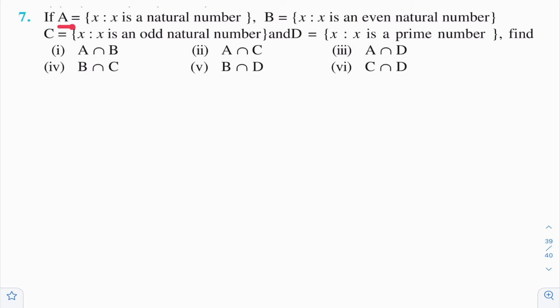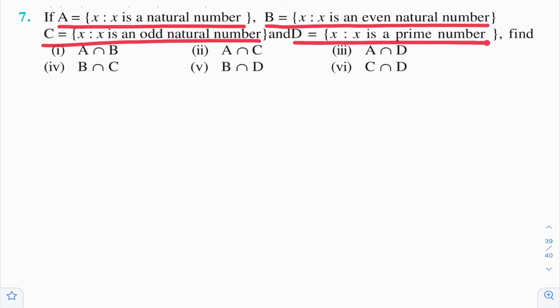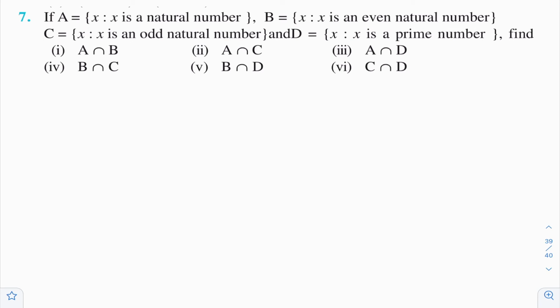You observe set A, they are given in set builder form. Set B is also there in set builder form. Set C is also there in set builder form. Set D, it is also there in set builder form. We need to calculate these things. First thing, to make things simpler, I'll try to write these sets in roster form. Roster form means all the elements are listed separated by commas within the brackets.